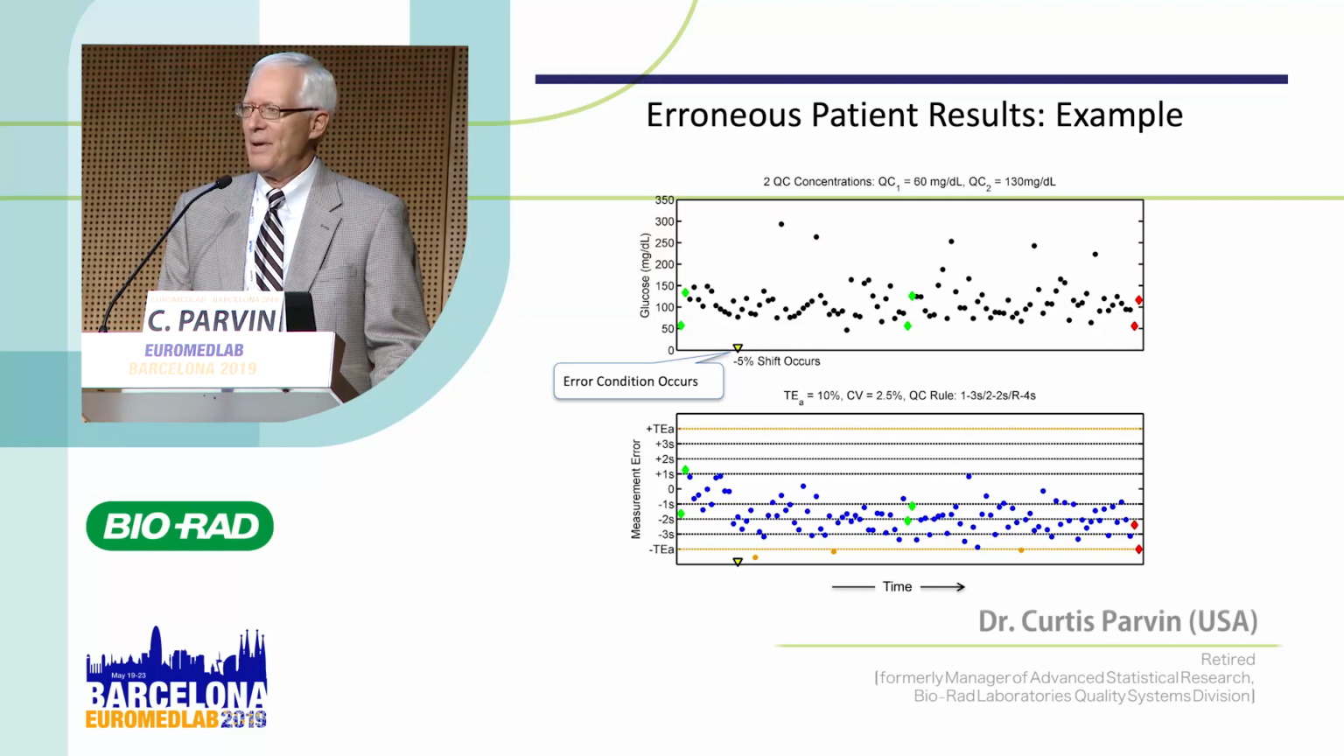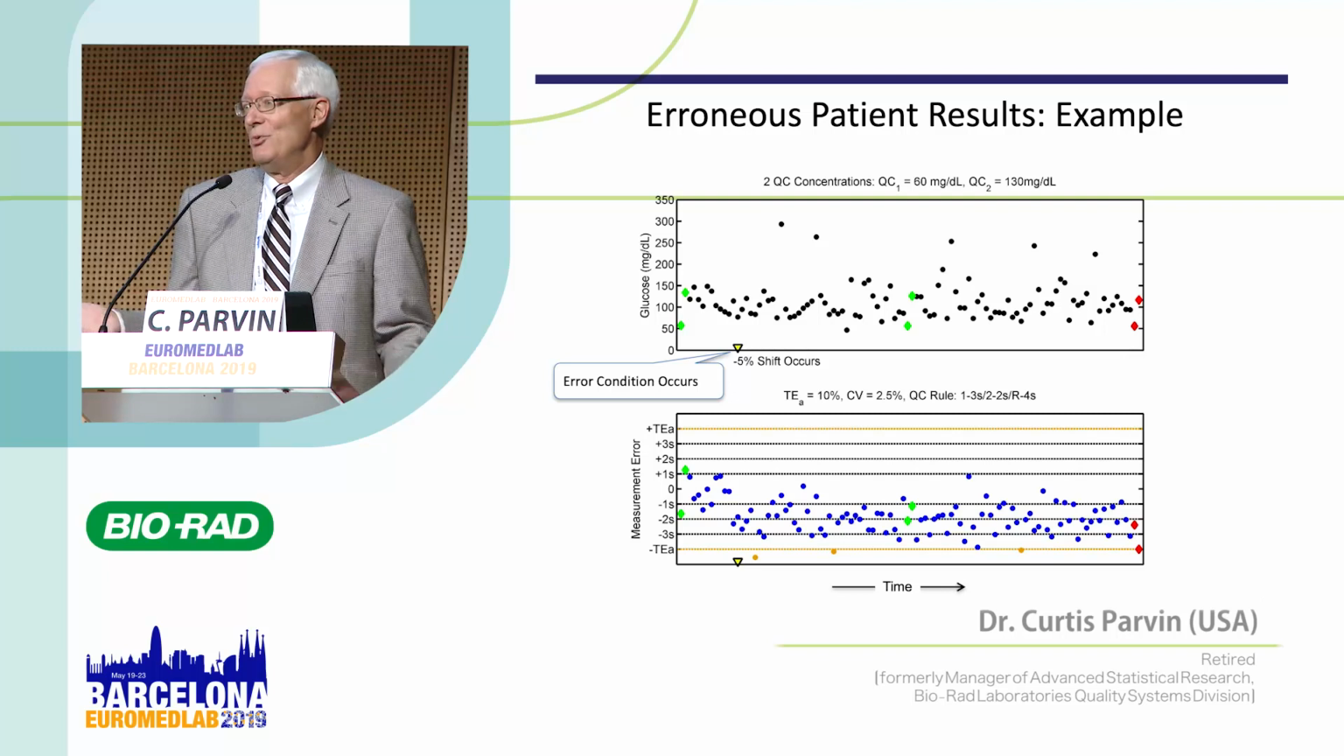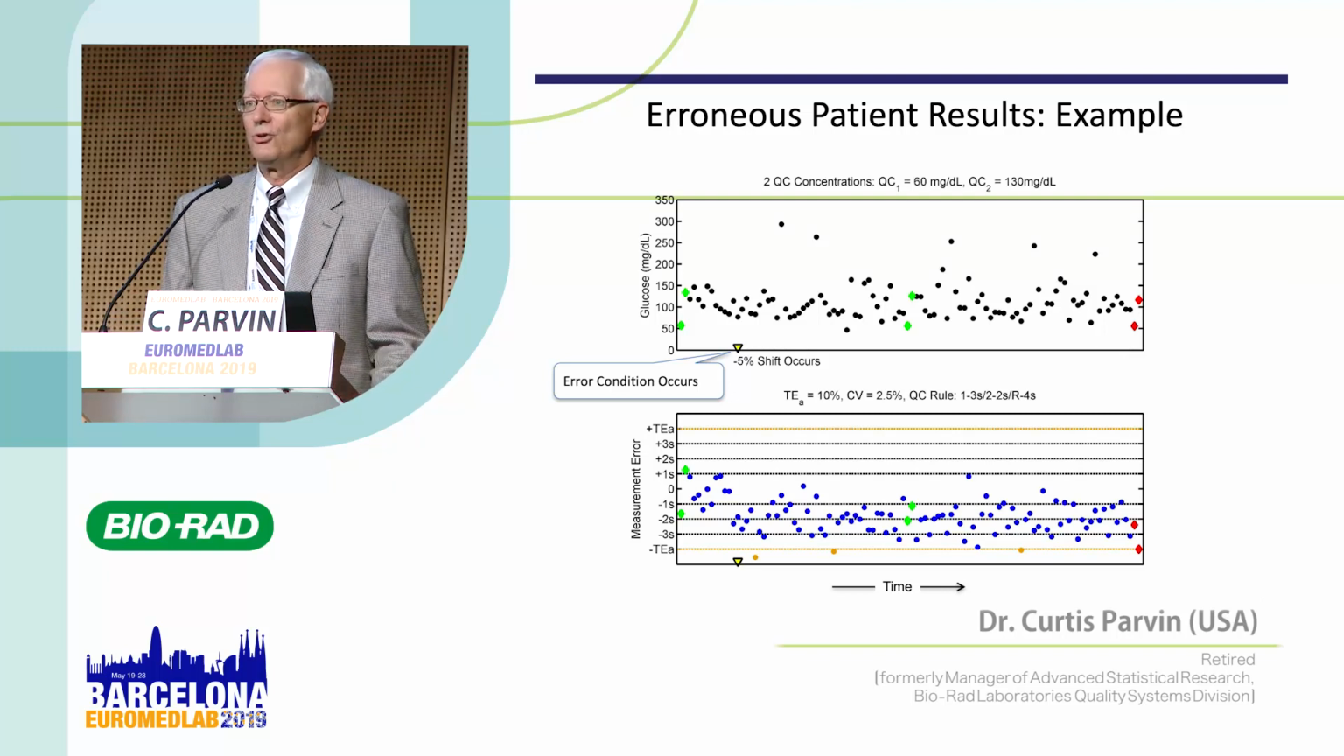Now notice in the upper panel, it would be very, very difficult to discern that a 5% shift downward had occurred because there's so much biological variability in the patient results. It's easy to see in the lower panel, in the measurement errors. Of course, remember, we don't know the measurement errors in the patient results. We only know the measurement error in the QC results, which is why QC results are so effective in detecting these kinds of problems.